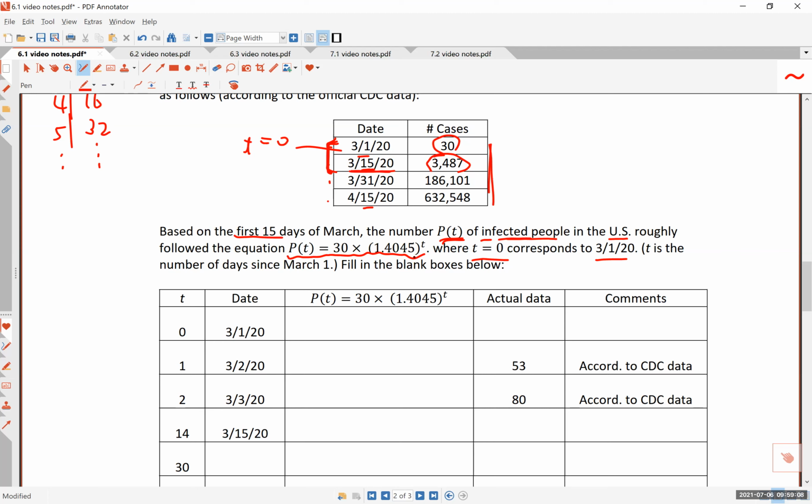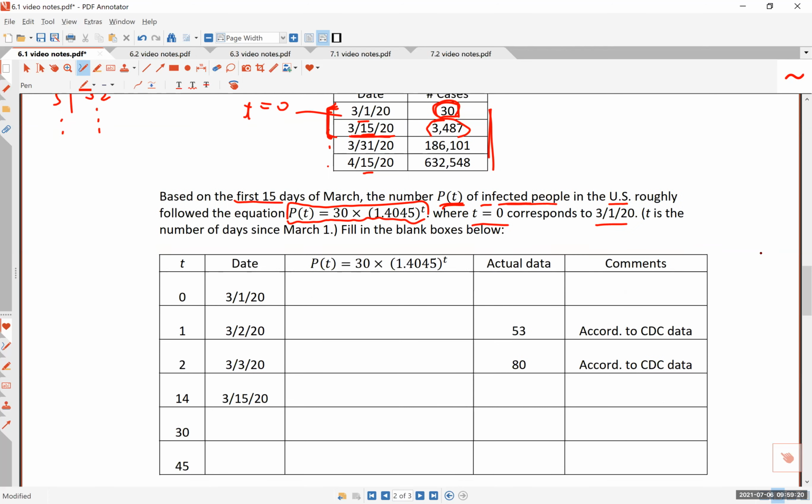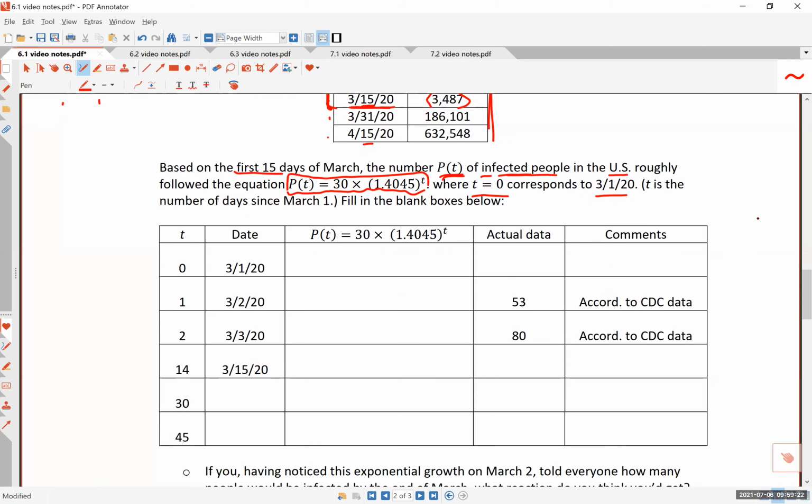P sub T is 30. Remember, this is the initial quantity, times 1.4045 to the Tth power. Okay, so this is the equation we are going to go by. Let's fill in the blanks below here. Okay, T is equal to 0. This corresponds to, of course, let's go ahead and calculate this.